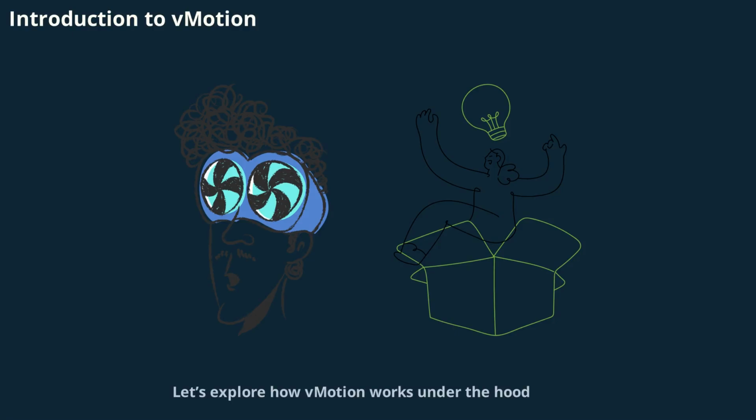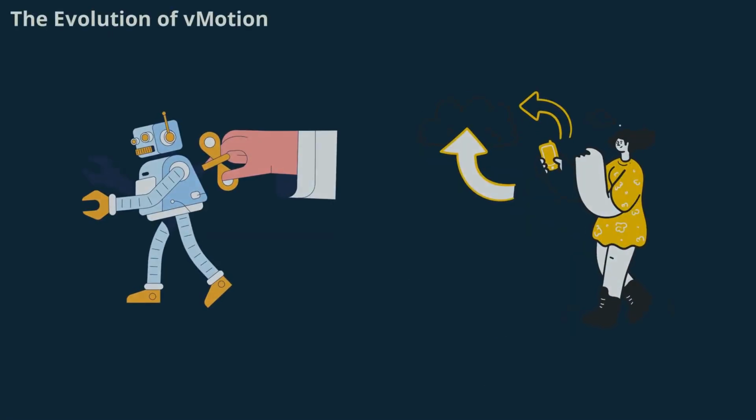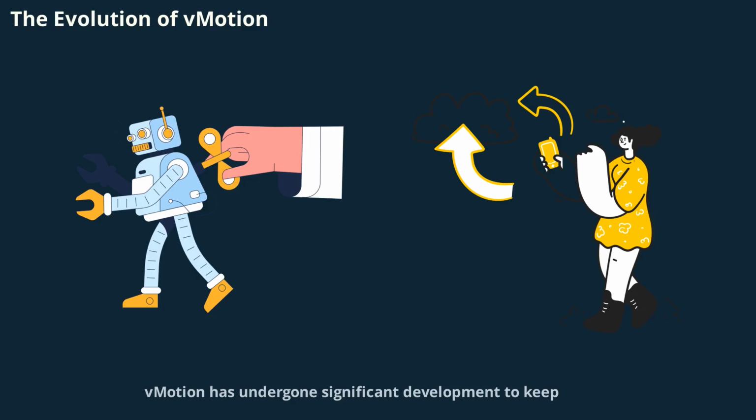Let's explore how vMotion works under the hood and why it's a true game changer in virtualization. Since its inception, vMotion has undergone significant development to keep pace with the rapidly changing IT landscape. From supporting basic live migrations to enabling complex hybrid cloud scenarios, vMotion's capabilities have expanded dramatically. Today, it's not just about moving workloads within a single data center. It's about enabling true workload mobility across diverse environments.